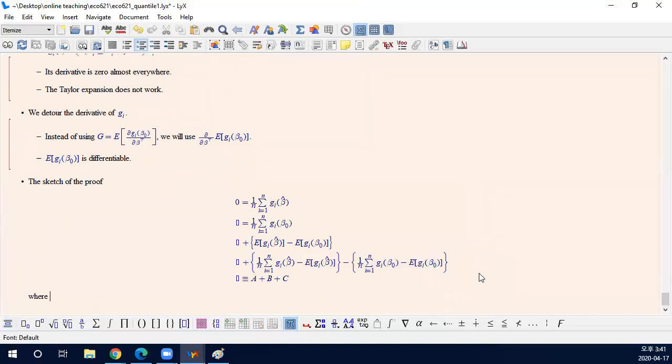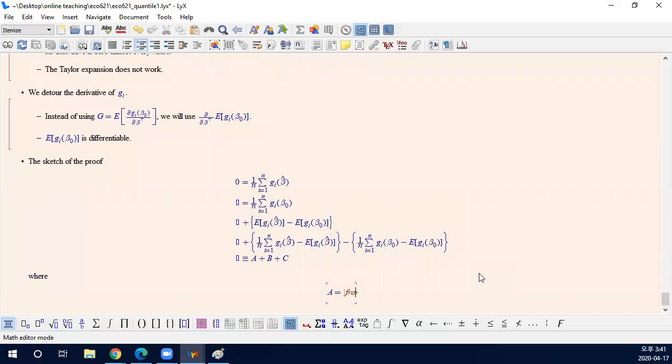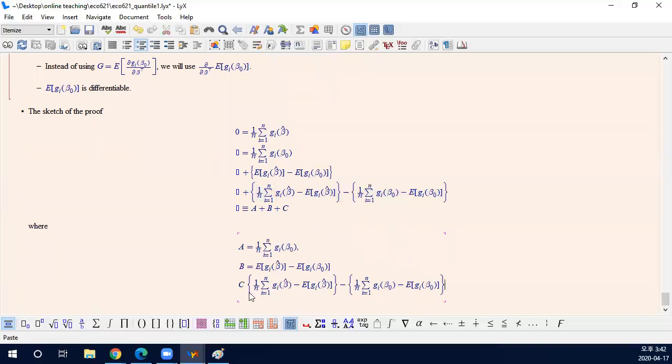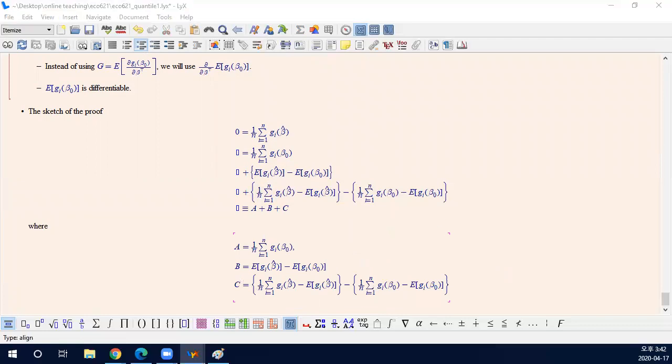Where A is easy. You know how it works. It converges to normal distribution if you multiply square root n. So it is easy to handle. And B is a difference in expectations. Also, it is easy to handle. It will converge to zero, if beta hat is consistent. But C is not easy. C is the problem. We have to handle C.